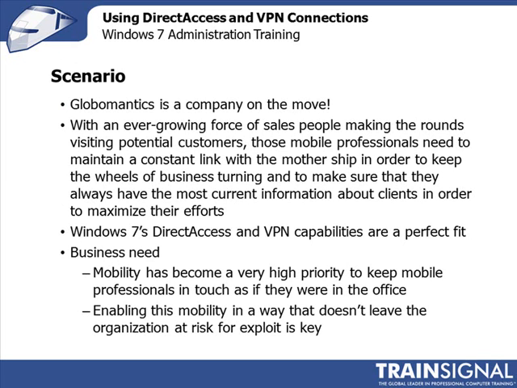GlobalMantics is a company on the move. The company has an ever-growing force of salespeople making the rounds, visiting customers, going all over the country, selling the GlobalMantics wares to people to increase the bottom line. The goal is to make sure that these sales professionals can keep the wheels of business turning and have the most current information at their fingertips by staying in direct contact with the mothership. Windows 7's Direct Access and VPN capabilities are a very good fit for these needs.